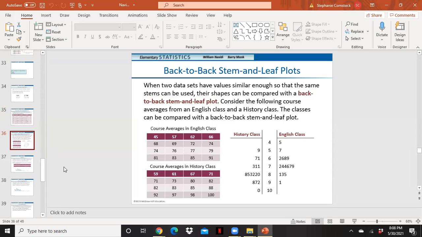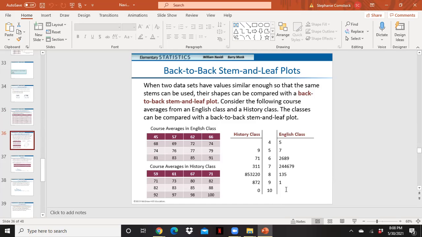So here we're talking about test averages from an English class and a history class. And so we would have a 45, a 57, a 62, a 66, a 68, and a 69. I think the reason this can be somewhat challenging to read is because this is 59, 61, and 67. So you are having to read in reverse as you come back into the history category.